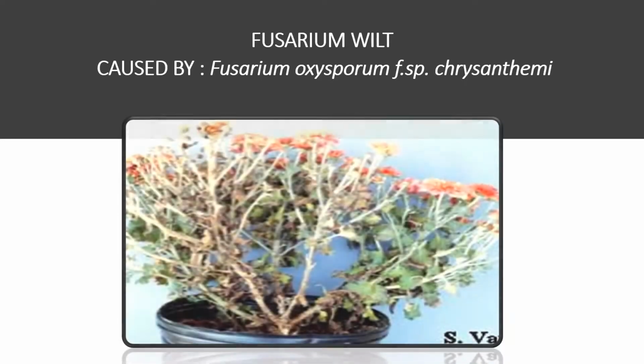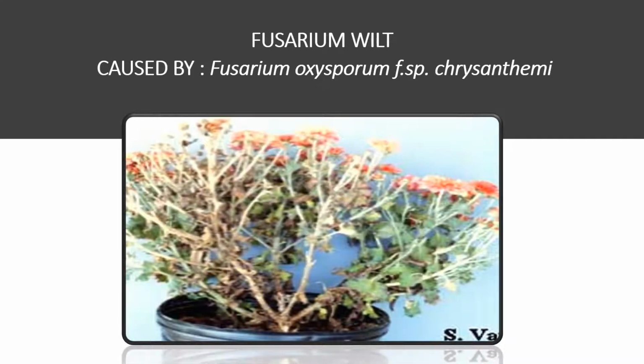Another important disease of chrysanthemum is the Fusarium wilt. It is caused by Fusarium oxysporum f. sp. chrysanthemi. The symptoms of this disease include the following: the disease is characterized by chlorosis of one or more leaves, drooping of leaves and wilting of the affected plant parts. Black necrotic spots can be seen on the stem.